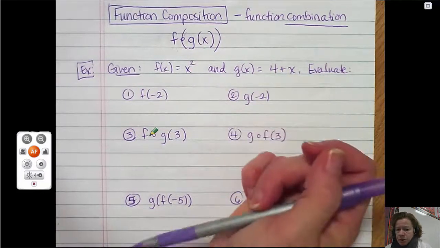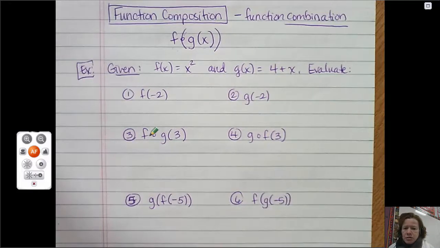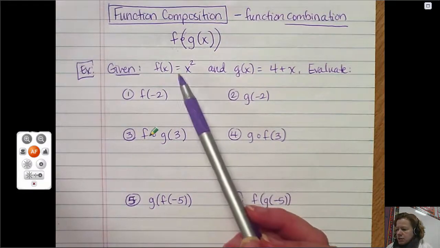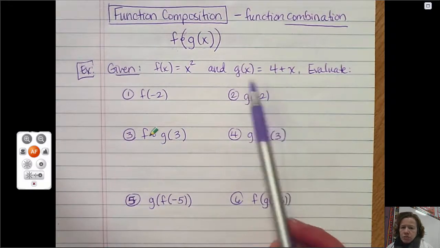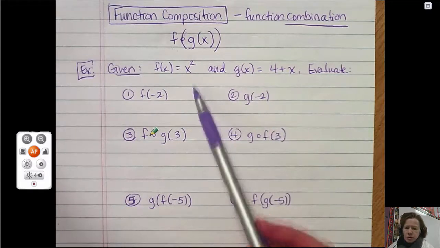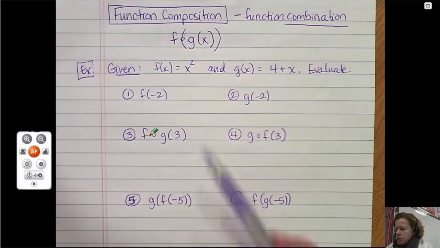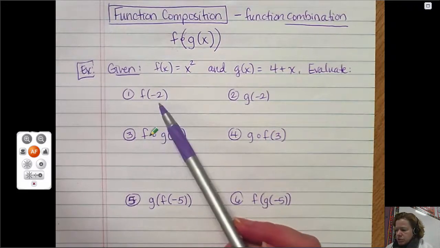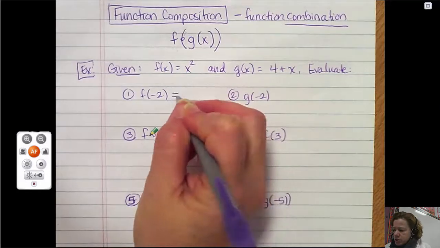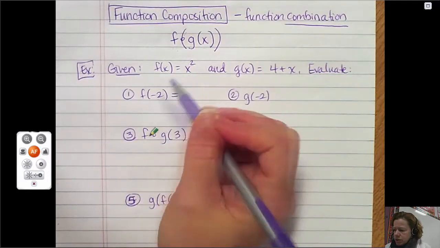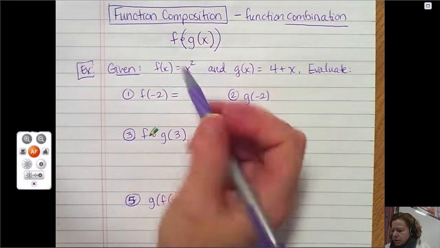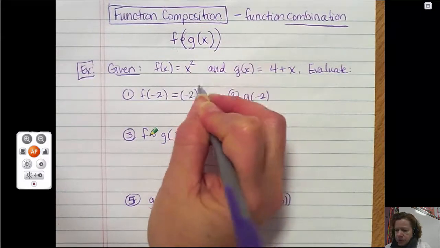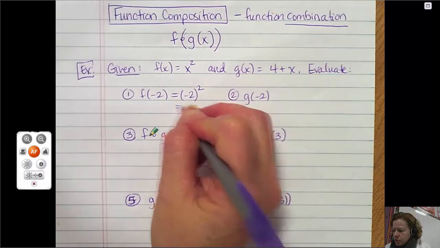Let's do some practice. First we'll practice with basic function evaluation because it's been a while. I'm given that f of x is x squared and g of x is 4 plus x. We're going to use these two real basic functions just to learn about function composition. First I'll evaluate f of negative 2. That's just a reminder that I take negative 2 and replace the x's in my f function with it. Here I'm taking my x, negative 2, and squaring it. Negative 2 squared is 4. And you're done.